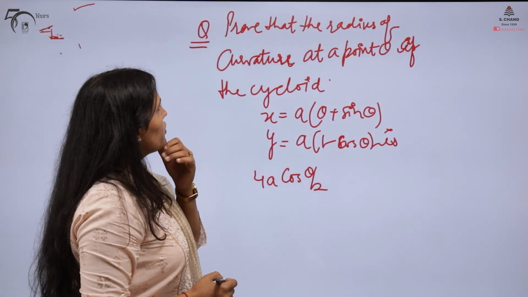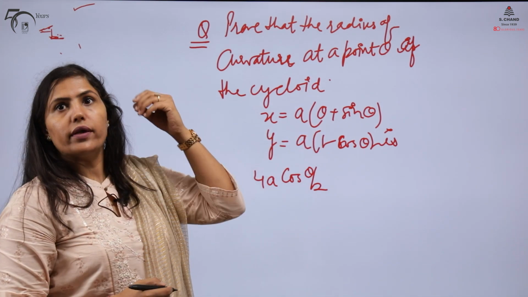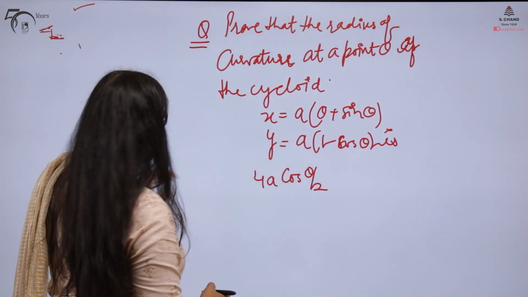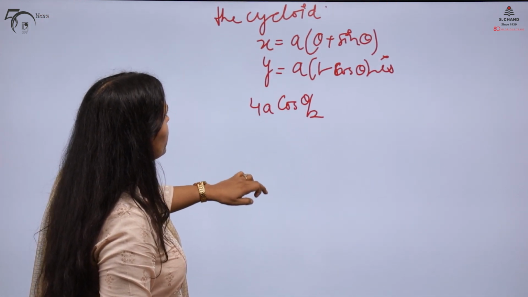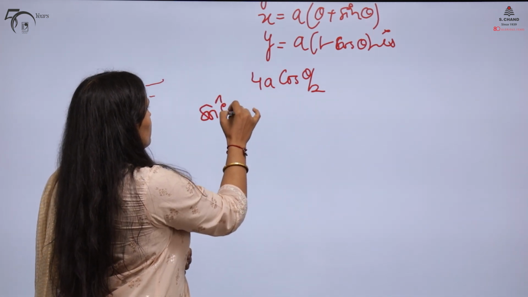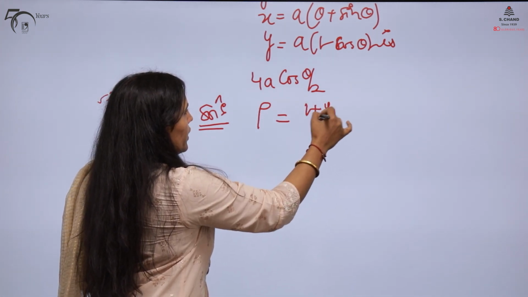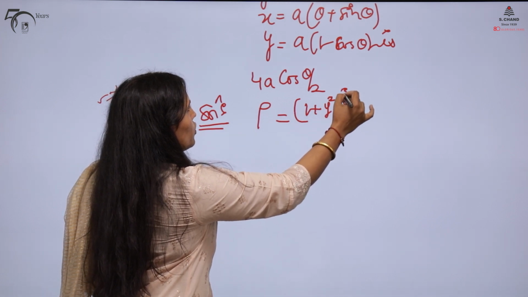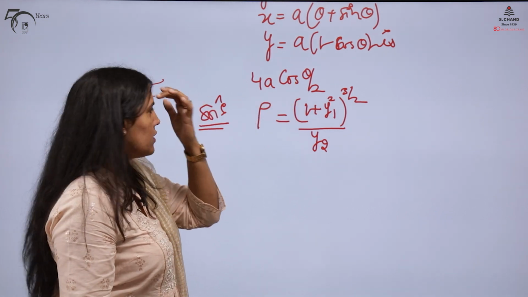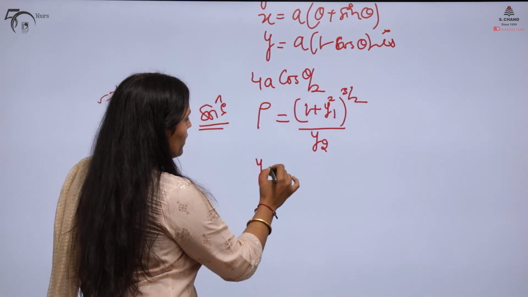Prove that the radius of curvature at a point theta of the cycloid x equal to a(theta plus sin theta), y equal to a(1 minus cos theta) is 4a cos theta by 2. So, this is the question. Let's start with the radius of curvature formula, which I have already told you. Solution: rho is the notation, and the formula is (1 plus the first derivative square) to the power 3 by 2 upon y2, and ultimately it should give you the answer 4a cos theta by 2.